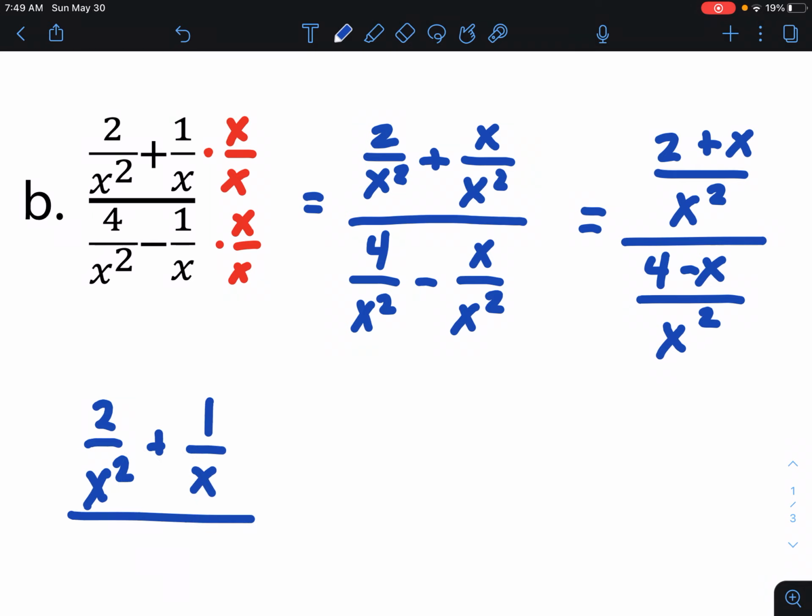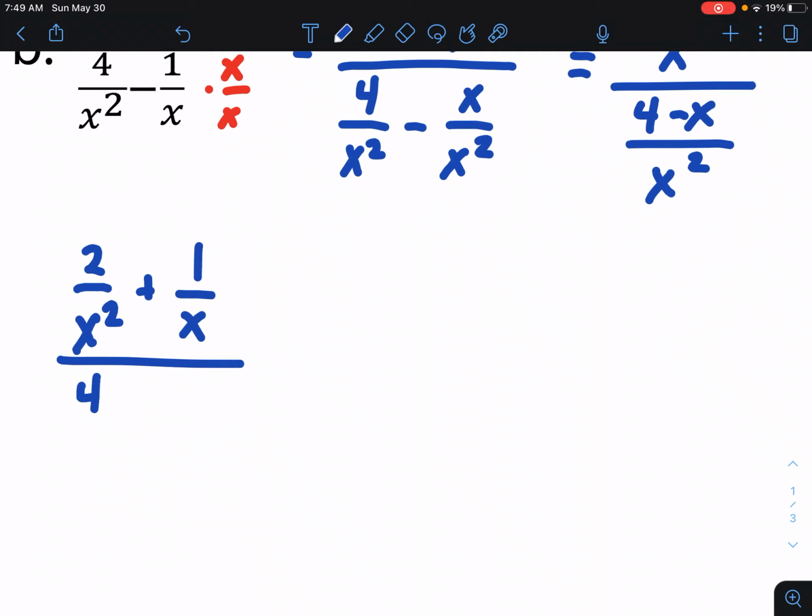And we have 4 over x squared minus 1 over x. Okay, we know the common denominator for all 4 fractions in this problem is x squared. And so we know that if we multiply everything by that common denominator of x squared, that's going to cancel, that's going to cancel. And then when we multiply the other 2 fractions by x squared, only one of the x's is going to cancel. So this is going to cancel and we're going to have an x left. This will cancel and we have an x left.